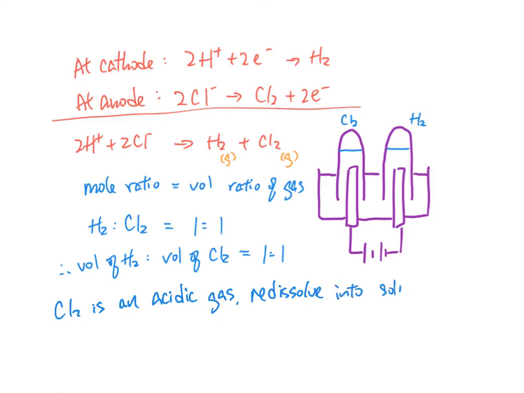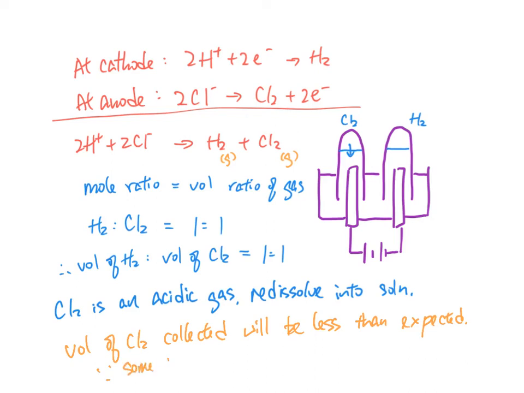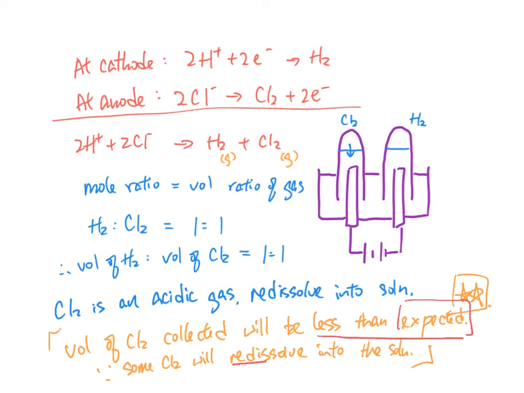into the solution. So if some of the Cl2 gets back into the solution, then the volume the gas occupies will be less, so this level will move up. So the volume of Cl2 collected will be less than expected, because some Cl2 will redissolve into the solution. This part is a key point, always asked in the public exam. Do remember, jot it down and memorize it.